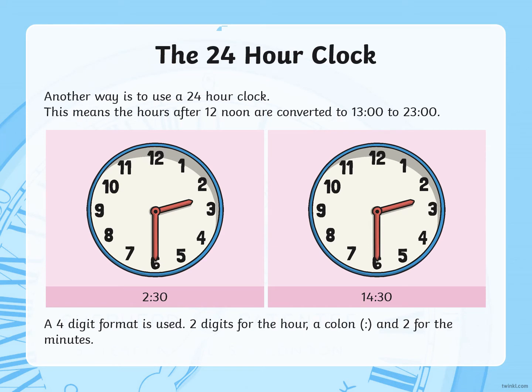The 24-hour clock. Another way is to use a 24-hour clock. This means the hours after 12 noon are converted to 1300 and 2300. This clock shows 2:30. This clock shows 14:30. A 4-digit format is used: 2 digits for the hour, a colon, and 2 digits for the minutes.